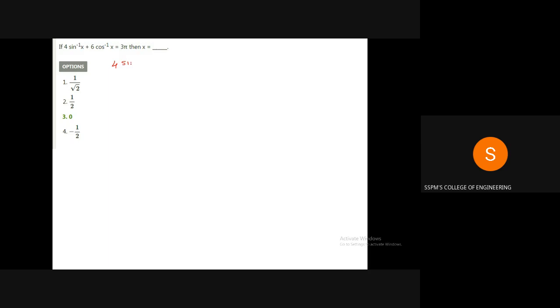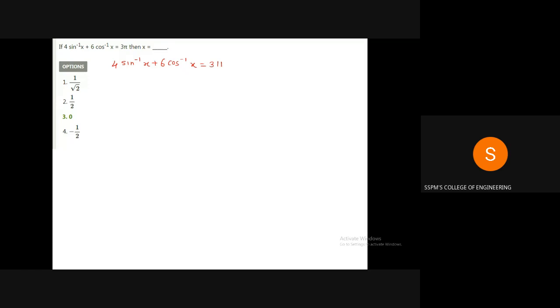What is given? 4 sine inverse x plus 6 cos inverse x is equal to 3 pi, and we have to find the value of x. So see here, this term is a sine inverse term, and this is the inverse cosine function. So we will try to convert one of them to another form. Either we have to convert sine inverse into cos inverse or cos inverse into sine inverse. So we will convert cos inverse into sine inverse.